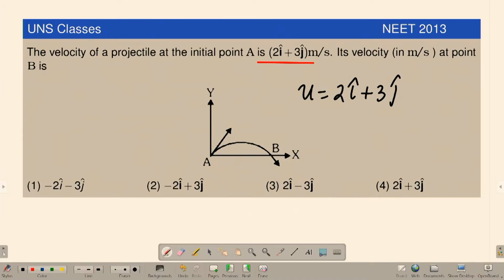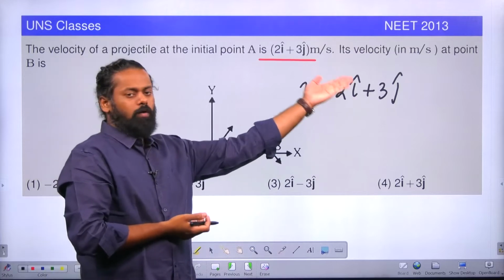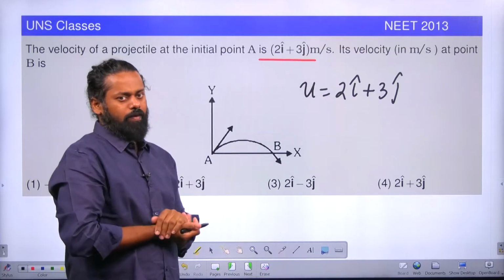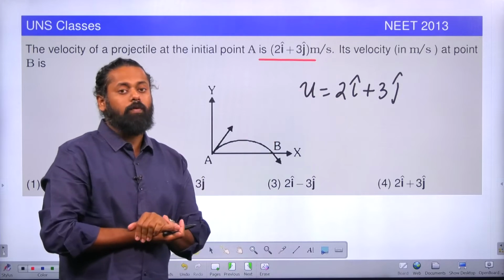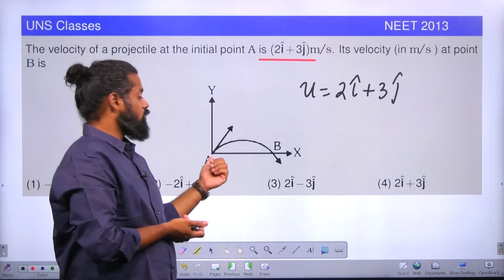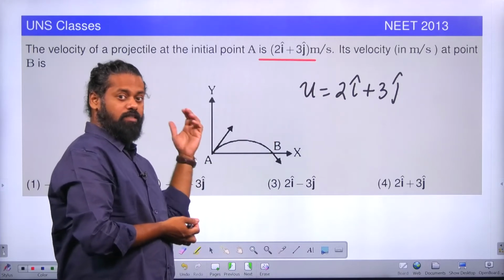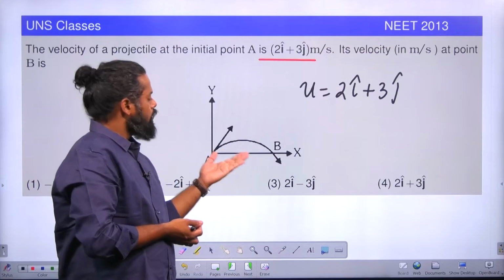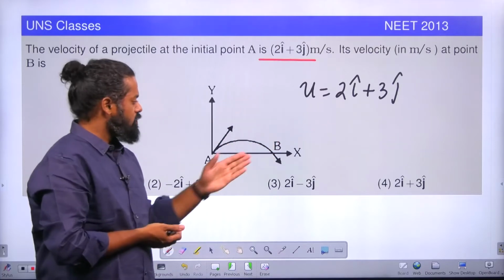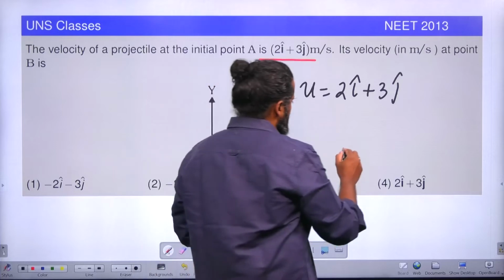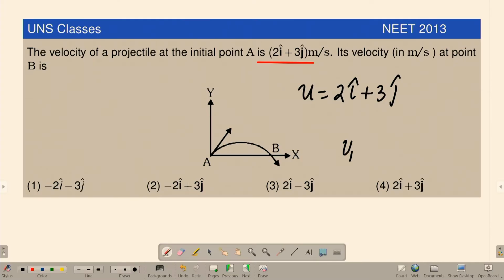All of you know that the j component, or the y component, is under the influence of gravity. And the horizontal component, or x component, 2i, is not going to change. So just before hitting, how much velocity was there just while launching? The same velocity will be maintained in the horizontal direction. That means the velocity at B, or VB, is going to be 2i, that is assured.